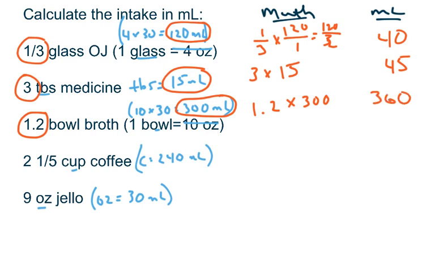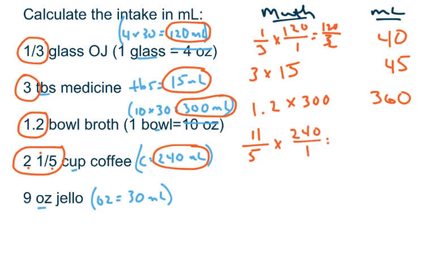The next one, take my amount of coffee, which is 2 1/5 cups, times my milliliter. For 2 1/5, I have to change it to an improper fraction, right? So 5 times 2 is 10, plus 1 is 11. It goes over 5, times 240 over 1. And that's a big number. So I got 240 times 11. Oh, I think I typed that wrong. Hold on. 240 times 11. Yeah, I did. And I have 2640 over 5. So I'm now going to divide by 5. And I have 528.